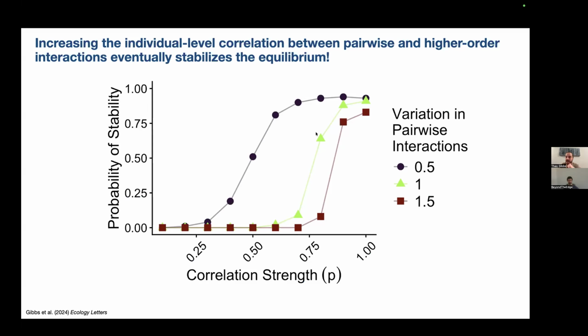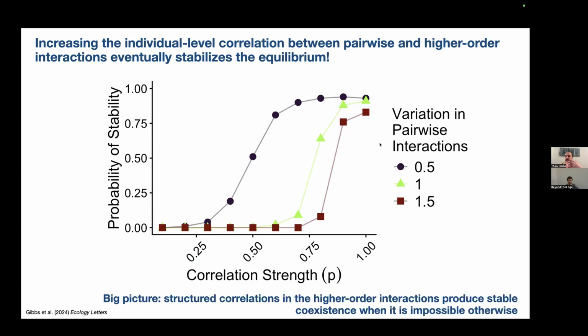The big takeaway here is just that in systems that never would have been stable with pairwise interactions and unstructured higher order interactions, we see that structure in the higher order interactions can essentially guarantee diverse, stable coexistence. So that's an interesting result. It suggests that this correlation strength could be one of the key parameters which can actually have higher order interactions produce stable diversity.